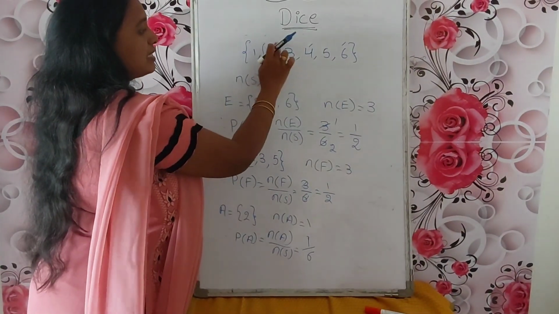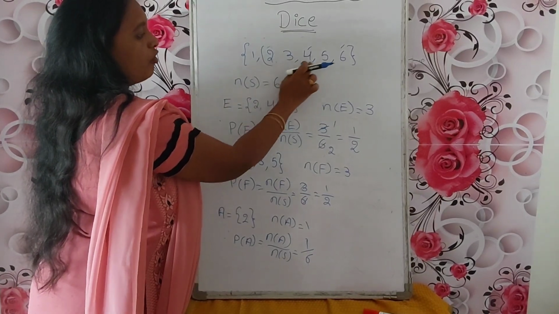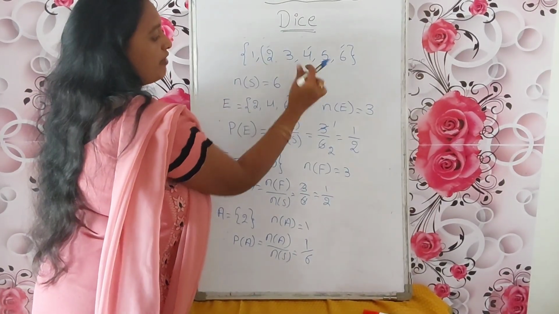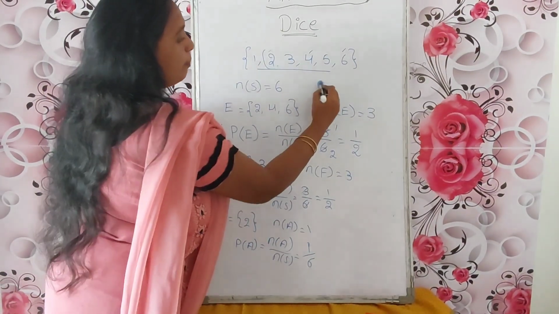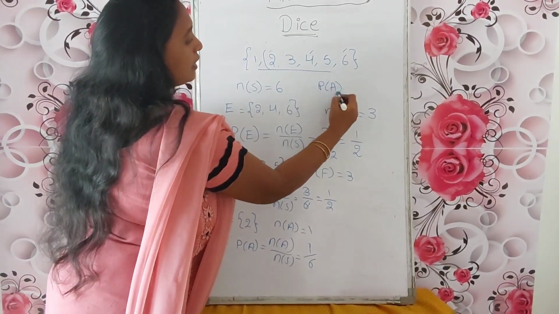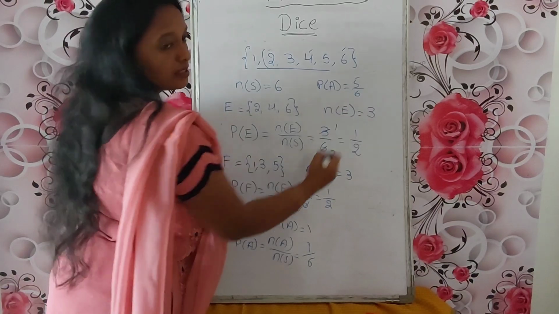What are the numbers less than 6 here? 1, 2, 3, 4, 5. So, the number of favorable outcomes are these 5. So, then P of A is equal to 5 by 6.